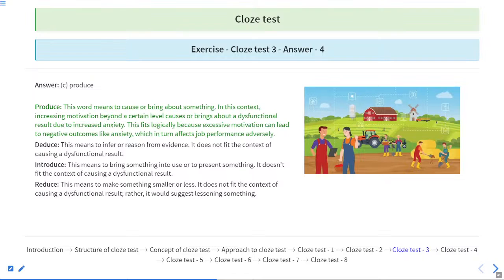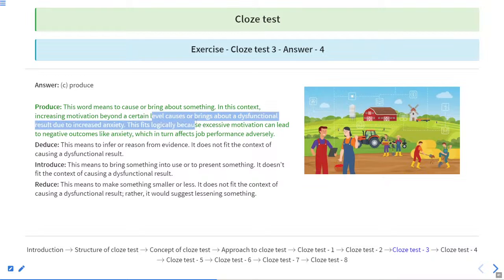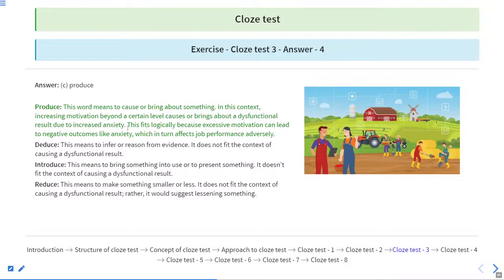So the correct answer is produce. This means to bring or cause something. In this context, increasing motivation beyond a certain level causes or brings out a dysfunctional result due to increased anxiety. It fits in logically because we are saying that excessive emotion, excessive motivation can lead to a negative outcome like anxiety, which can in turn affect the job performance adversely.